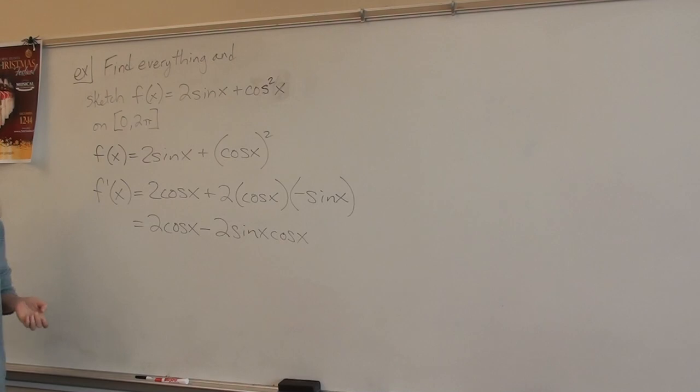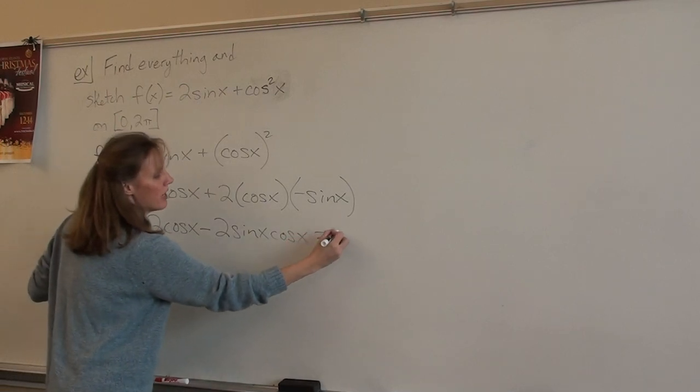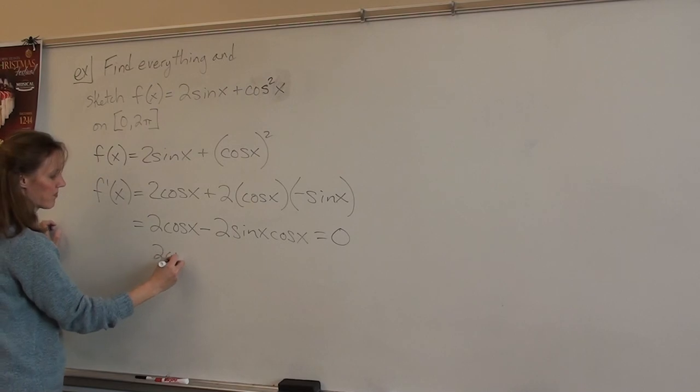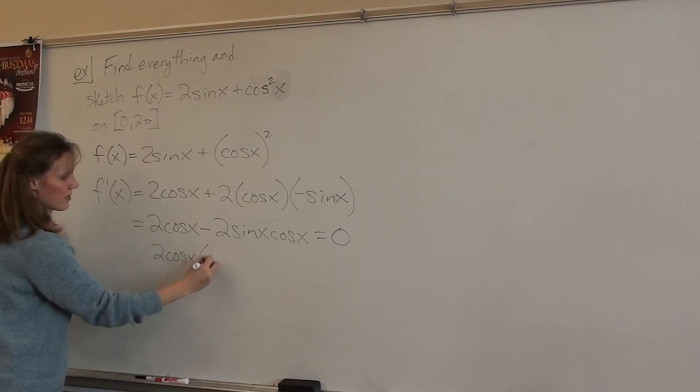Will this ever be undefined? No. Sine x and cosine x are always defined. So all we're going to have to do is find the zeros. This is a nice one. You should all like this factoring problem. What should we do? Factor out 2 cosine x. That's nice.